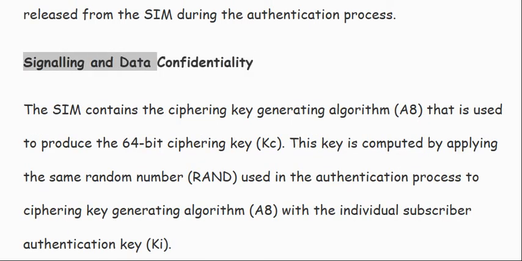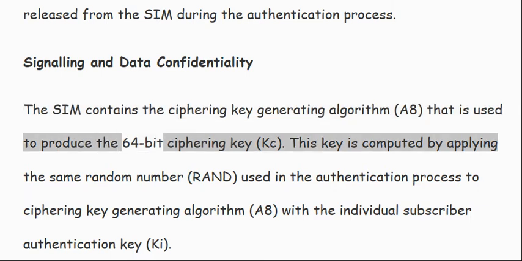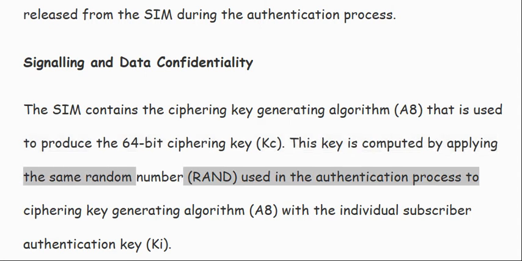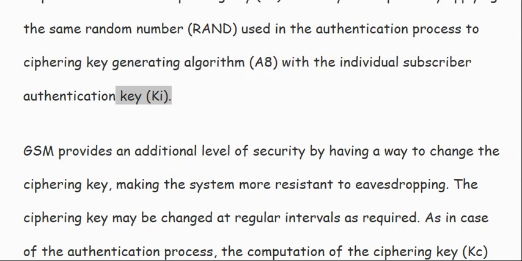Signaling and data confidentiality. The SIM contains the ciphering key generating algorithm, A8, that is used to produce the 64-bit ciphering key, KC. This key is computed by applying the same random number, RAND, used in the authentication process to the ciphering key generating algorithm, A8, with the individual subscriber authentication key.